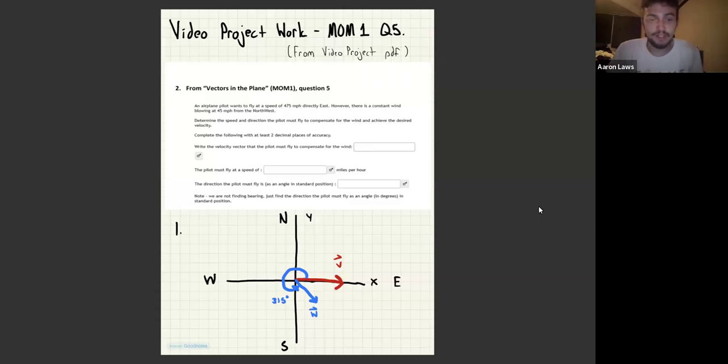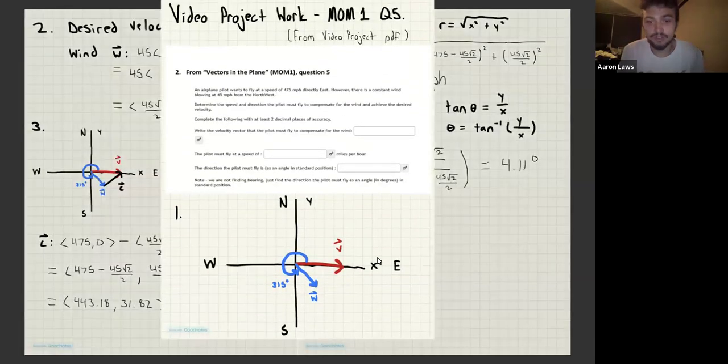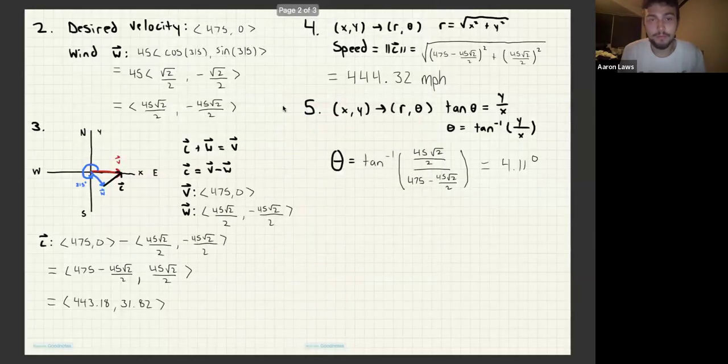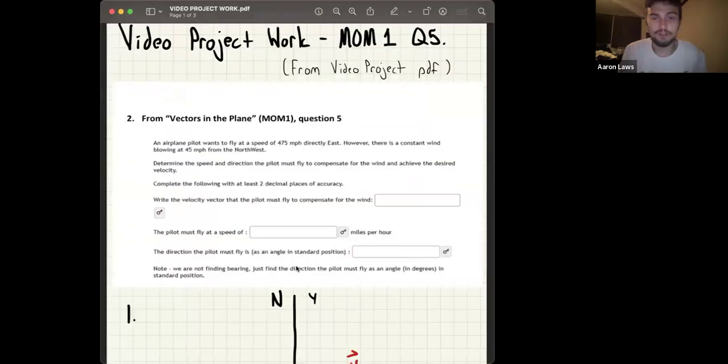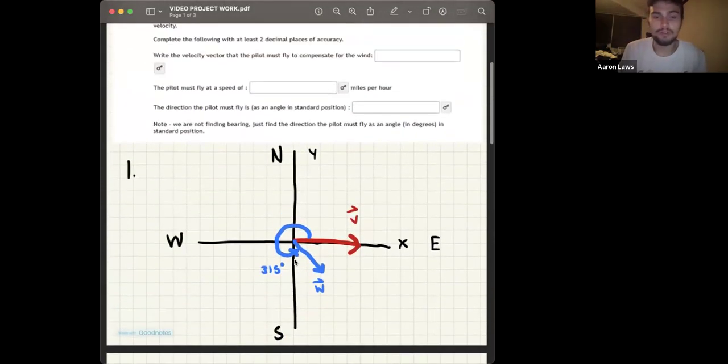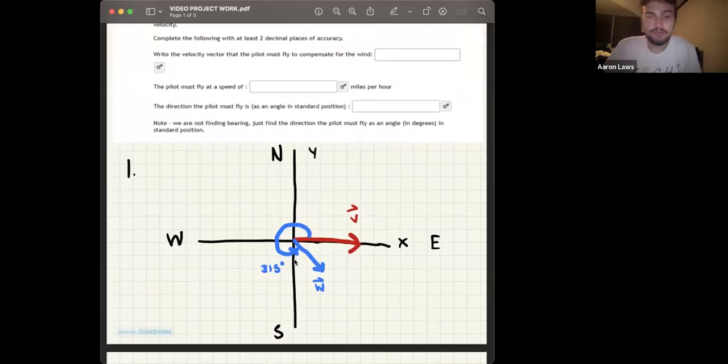The first part of the problem asks us to find the velocity vector the pilot must fly to compensate for the wind. The first step I took in solving this problem was laying out a coordinate system with an x and y-axis, the positive y-axis being north, the positive x-axis being east, and west and south being the negative x-axis and negative y-axis.